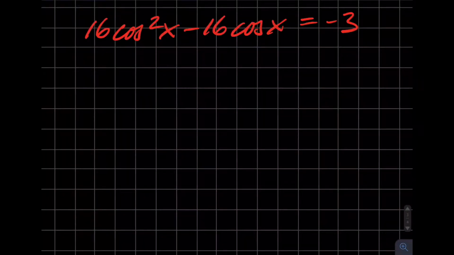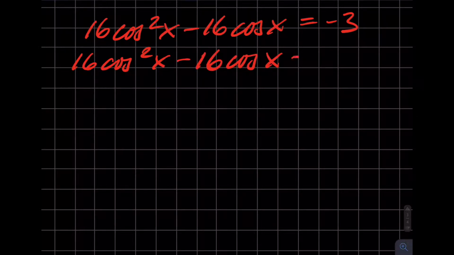Okay, so we got a very similar problem, so I'll just do it a second time. 16 cosine squared x minus 16 cosine x equals negative 3. This is a quadratic. It just has trig functions in it, like the one we just did. And so I'm going to add 3 to both sides so I can set this up with everything on one side and 0 on the other so that I can factor this left side and get independent factors.